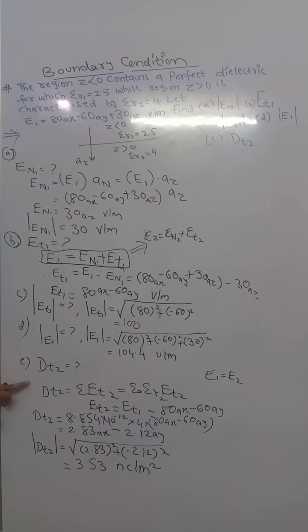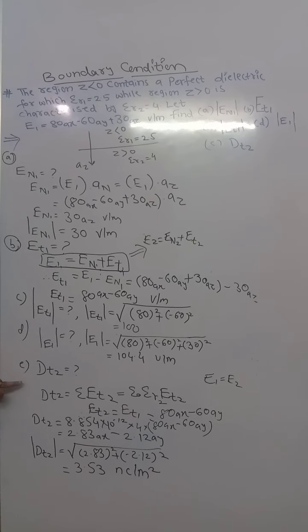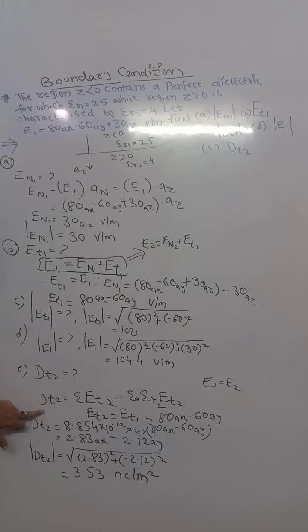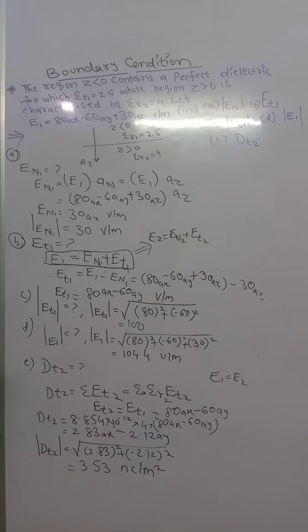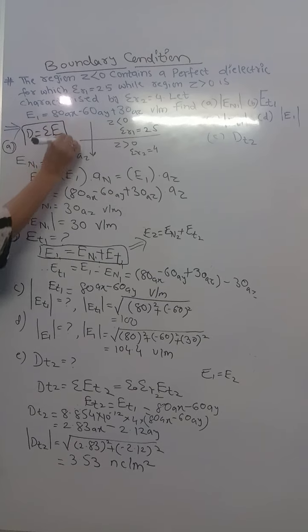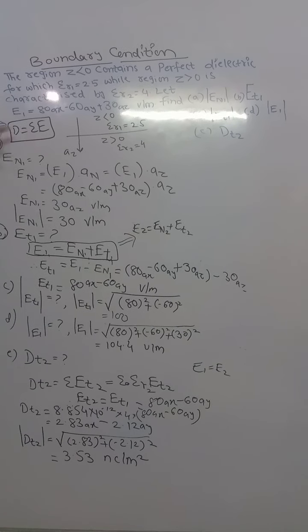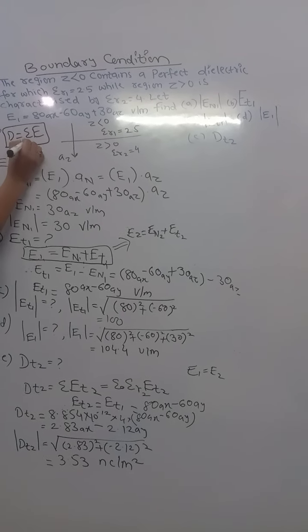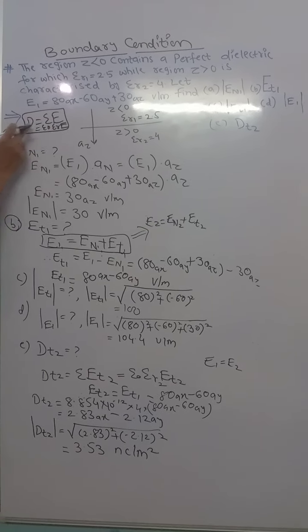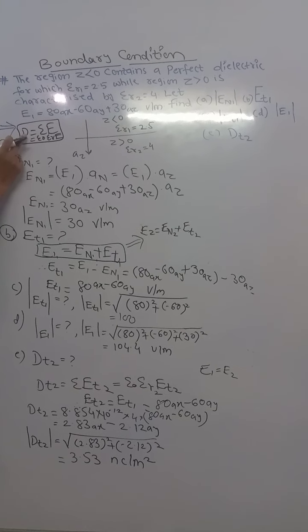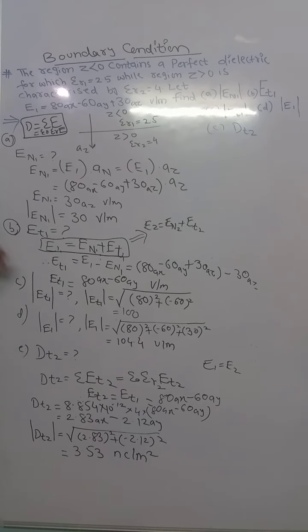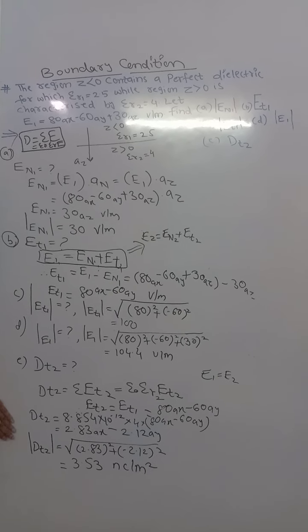Finally, DT2 is the electric flux density, in region 2, the tangential component. DT2 will be equal to epsilon E, because we know very well that D is equal to epsilon E. This epsilon may be epsilon 0 epsilon R, into capital E. If you are taking 1, here will be 1; if you are taking 2, here will be 2. If you are taking DT1, here will be ET1; if you are taking DT2, here will be ET2. Likewise, you will need to find out. In this way, we have calculated all the points.